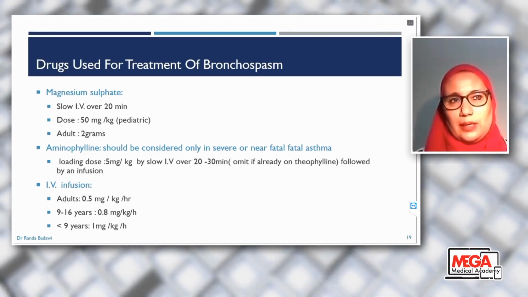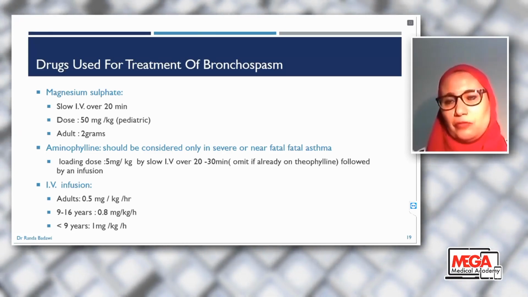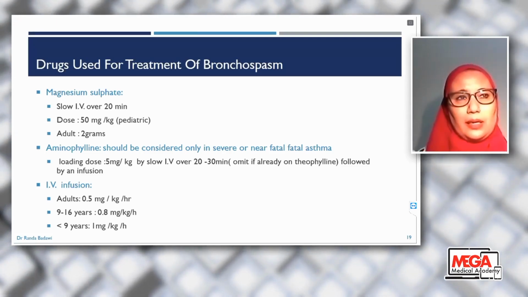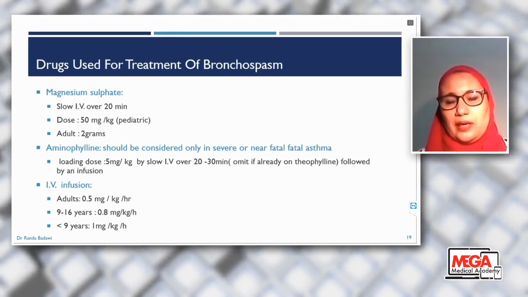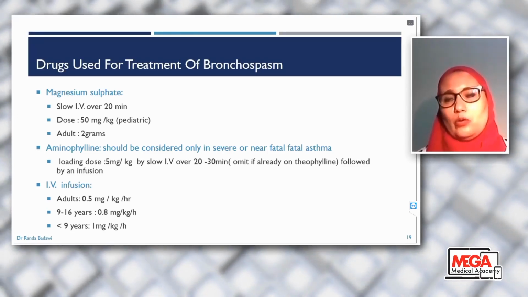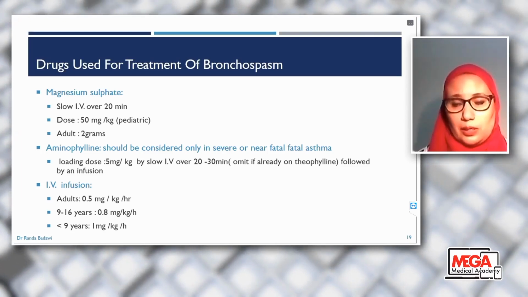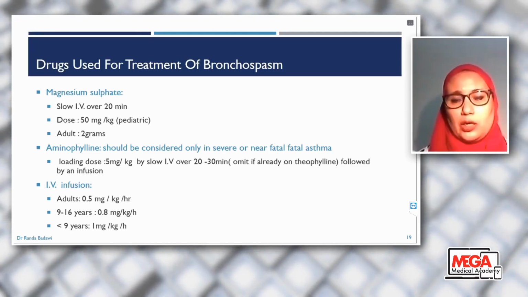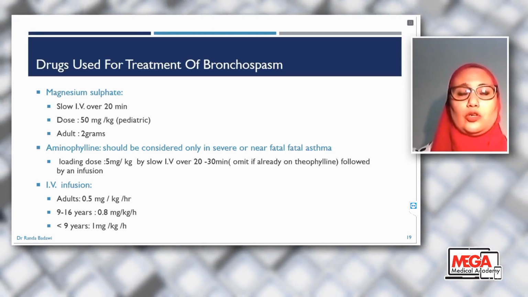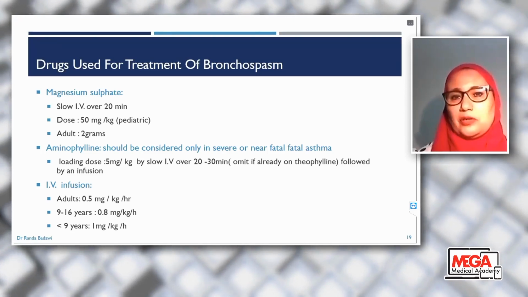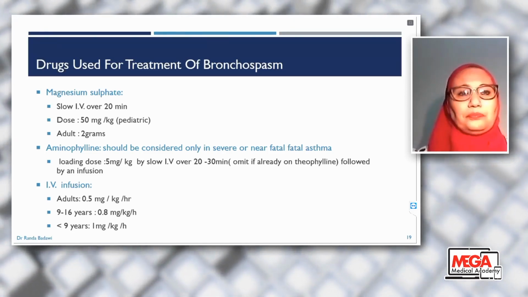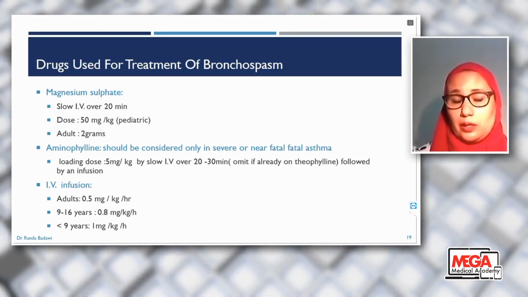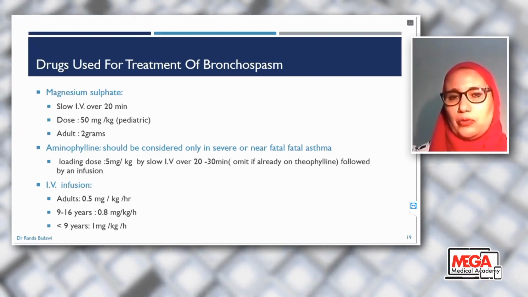In the past we used to use aminophylline as a first line treatment. Now it has moved late in the list because it has a very narrow therapeutic to toxic effect ratio window. So it's not advised to use it early in the management. It should be used only in severe or near fatal asthma. Loading dose is 5 milligrams per kg. It should be given slowly IV over 20 to 30 minutes.